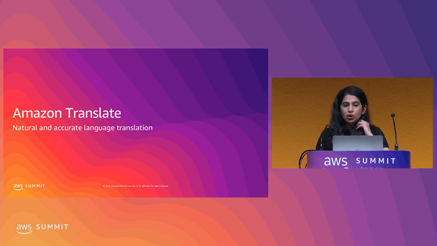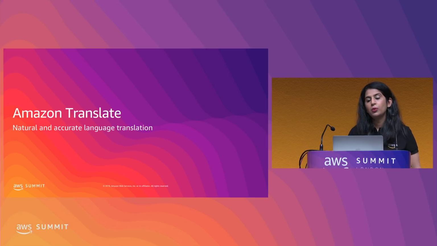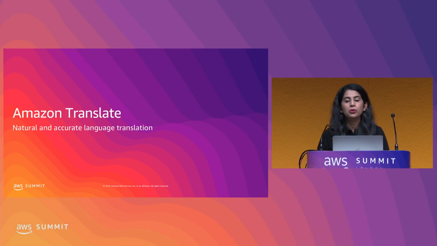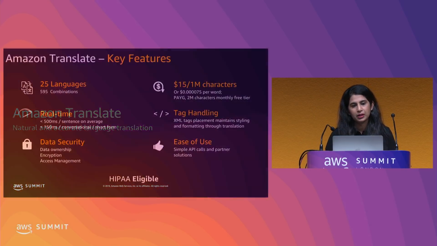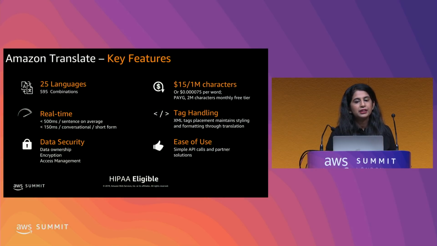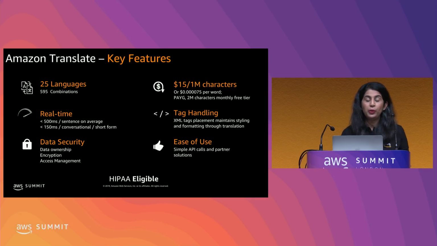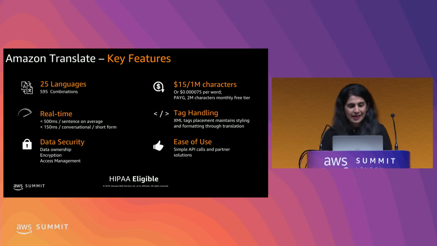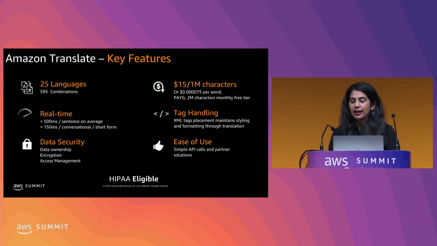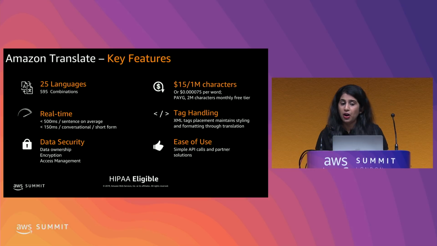The next one is Amazon Translate, which delivers fast, high-quality, fluent, and affordable language translation. Translate is a general-purpose neural machine translation that offers support for 25 languages and 595 combinations. It can support real-time applications with a latency of under 500 milliseconds for average sentences and 150 milliseconds for an average short message, like an Alexa utterance, for example. You can translate on the fly.